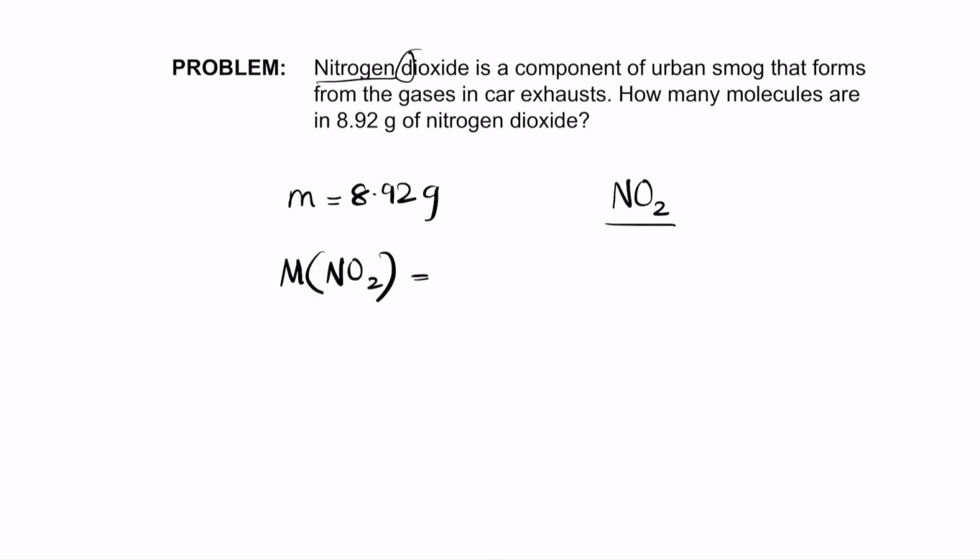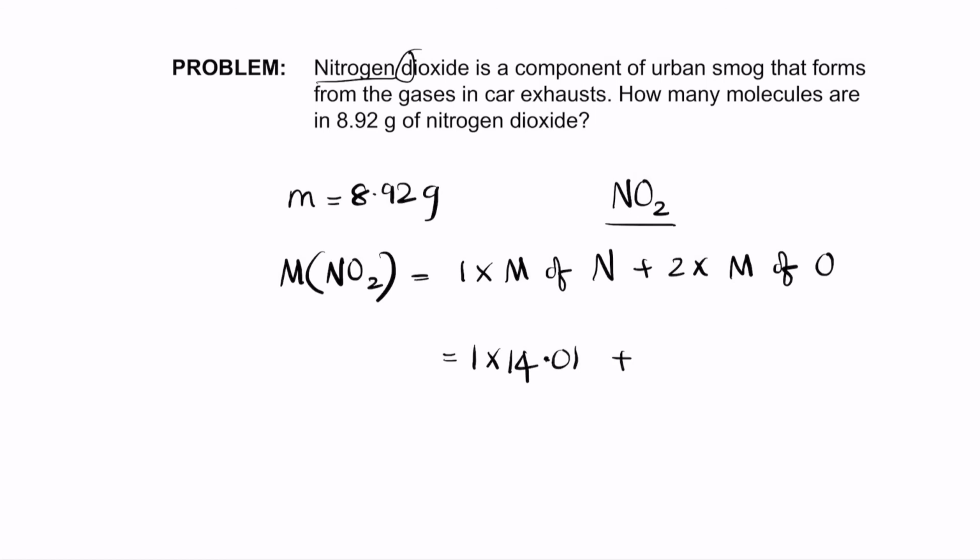So the molar mass of NO2 becomes 1 times the molar mass of nitrogen plus 2 times the molar mass of oxygen. The molar mass of nitrogen is 14.01, from the periodic table. Remember that these values I am writing are from the periodic table. The molar mass of oxygen is 16.00. So you have 14.01 plus 32.